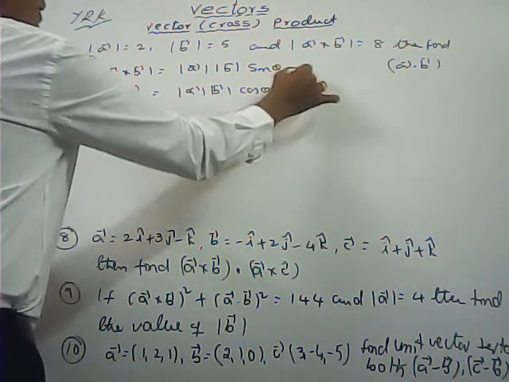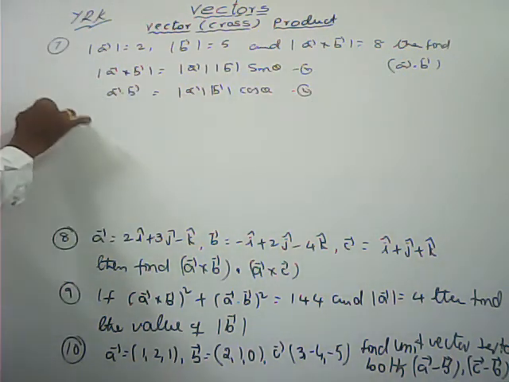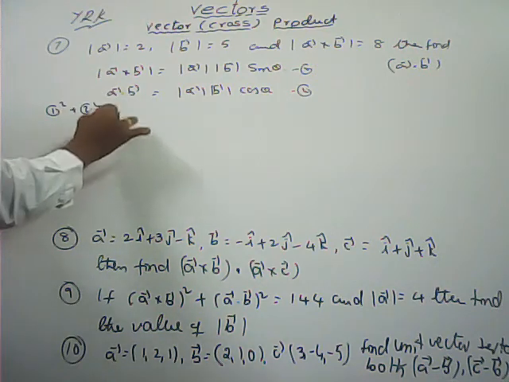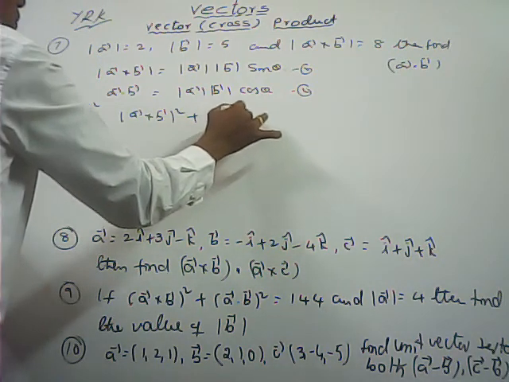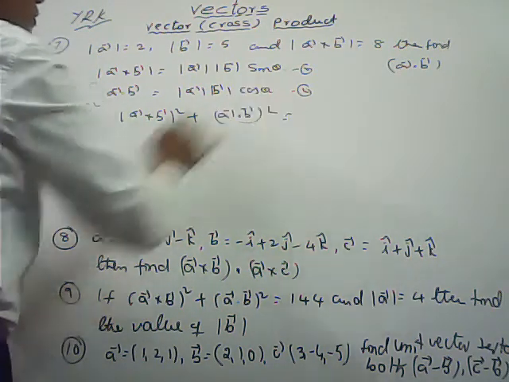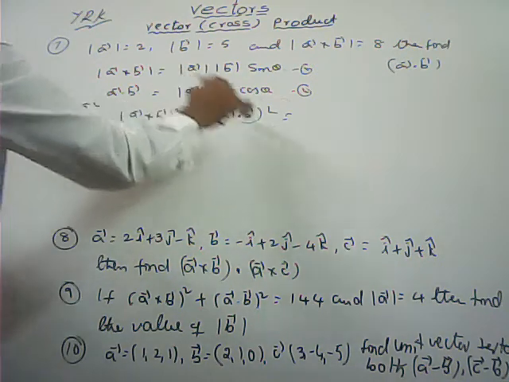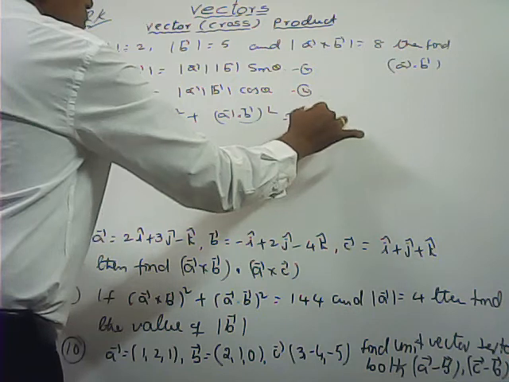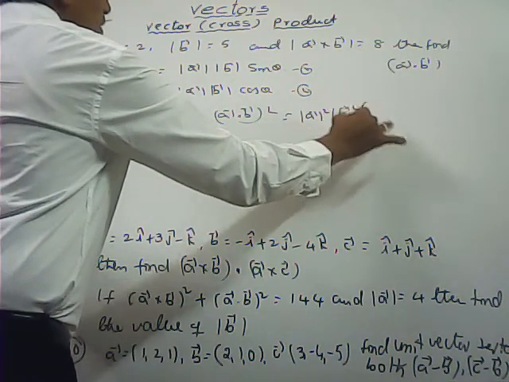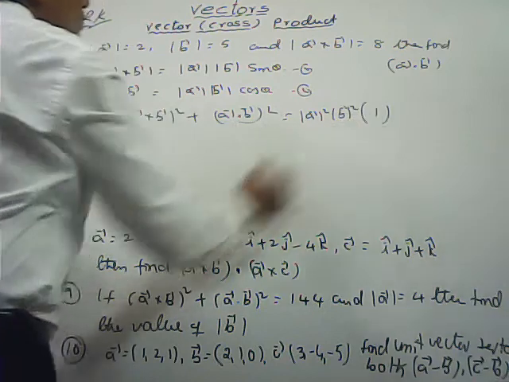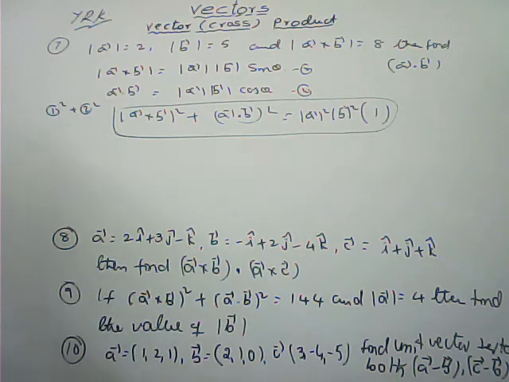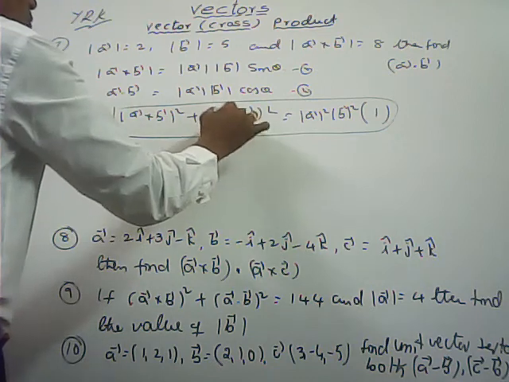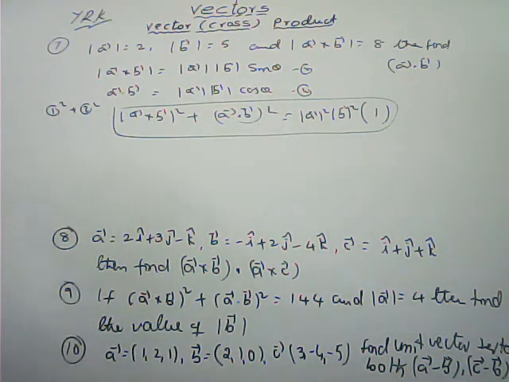This is the first one, this is the second one. Squaring and adding: modulus of A bar cross B bar whole square plus A bar dot B bar whole square equals, taking modulus of A bar square into modulus of B bar square as common, sin square plus cos square, that is 1. So this is the relation between these two: modulus of A bar cross B bar whole square plus A bar dot B bar whole square equals modulus of A bar square into modulus of B bar square into 1.